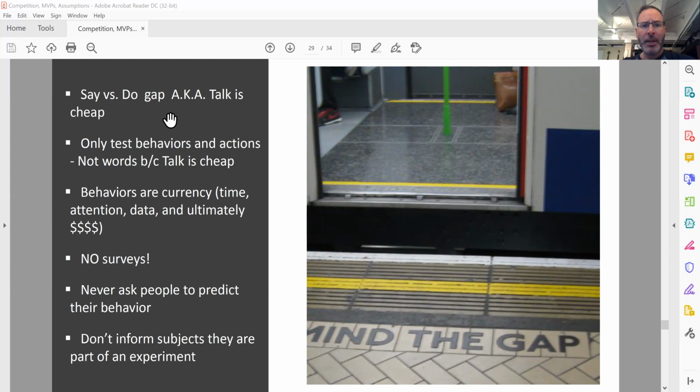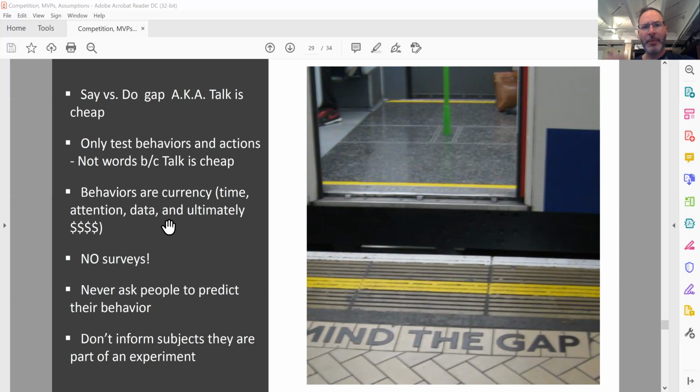Some things you want to do is test behaviors whenever possible. Don't just test or trust what people say, because there's a gap between what people say and what they actually do in the world. It's very true. Again, so testing behaviors, not just talk. And you want to get some kind of currency or exchange with your customers. So that might be something like getting them to sign up, getting them to commit to a newsletter, getting them to give you some data about themselves or whatever it might be, or to do something that's extremely important.